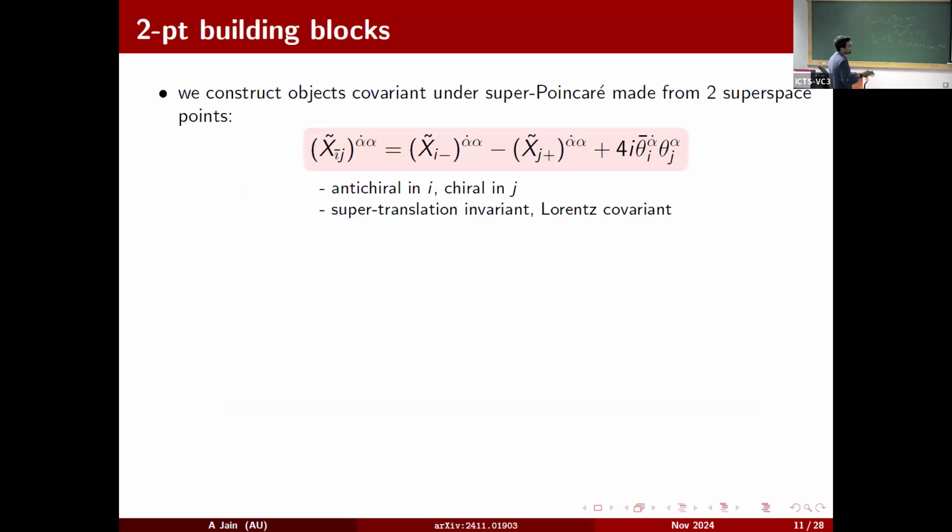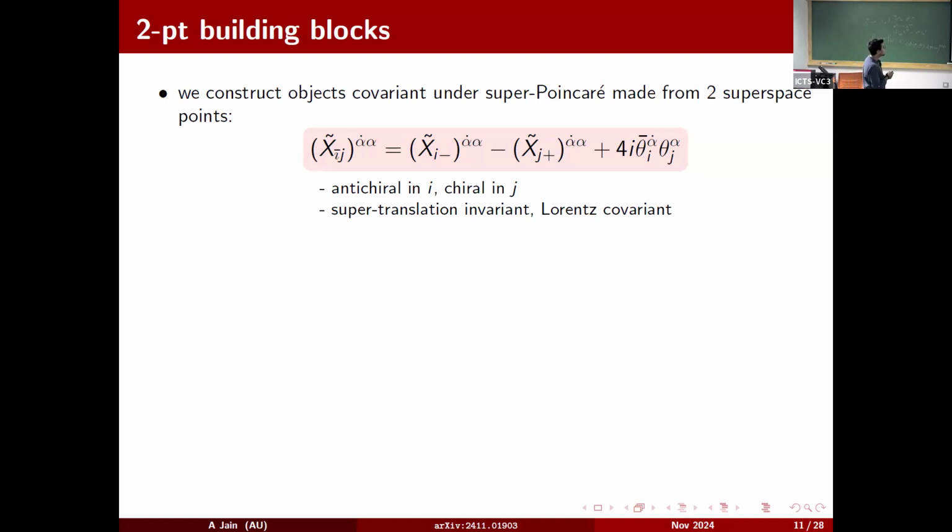Now we have to construct the invariants, and how do we do that? Again, we use the same construction strategy. In the conformal case, we looked at Poincare invariant objects and scale invariant objects which transformed under inversion. Now we look at super Poincare objects from two and three points. This is a very important object. This is a super Poincare covariant object. It's made up of x pluses and x minuses and the thetas. And it's actually antichiral in I and chiral in J. So I and J are superspace points.